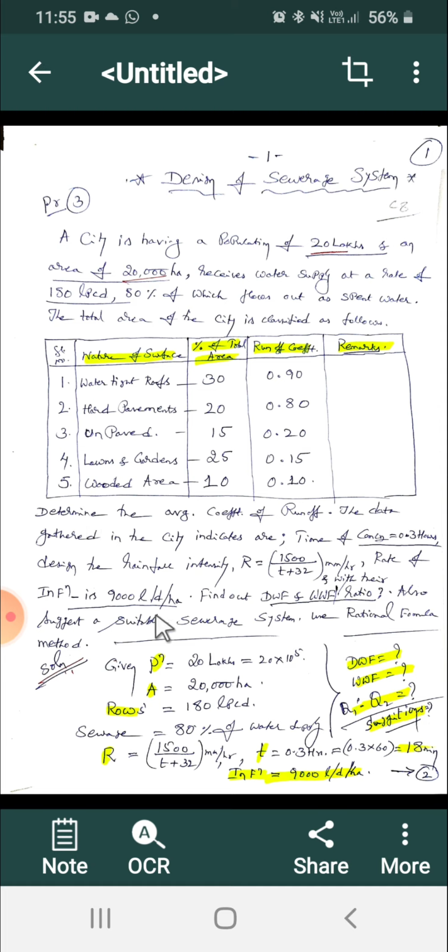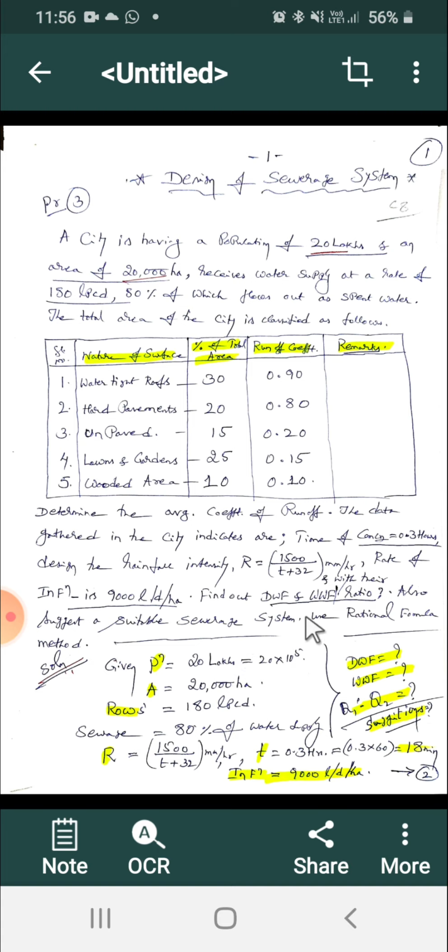Design the rainfall intensity using R is equal to 1500 divided by T plus 32 mm per hour. The rainfall intensity can be determined using this formula. The formula he has given, use it. That's all. Don't go for assumption. Next, the rate of infiltration. Again they are given rate of infiltration. Rate of infiltration means water going inside the pipeline. It is how much? 9,000 liters per day per hectare.